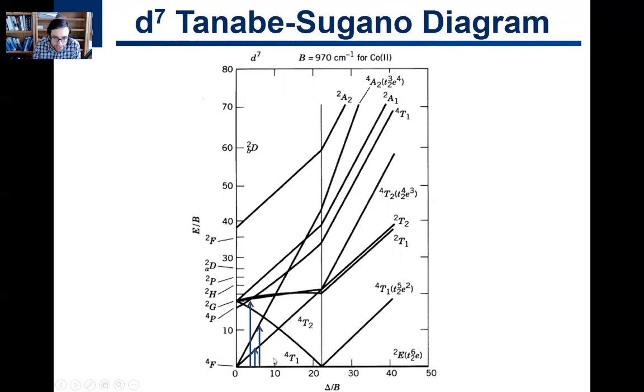And what we can see here is, how many spin allowed transitions do we have? Well, we have the quartet T1g, so we can go to other quartets to remain spin allowed. We can go to the quartet T2g. I showed it here. We can go to the quartet A2g. Here you have to trace this line all the way up. And then there's also this quartet T1g right there. So there's going to be 1, 2, 3 peaks, okay?